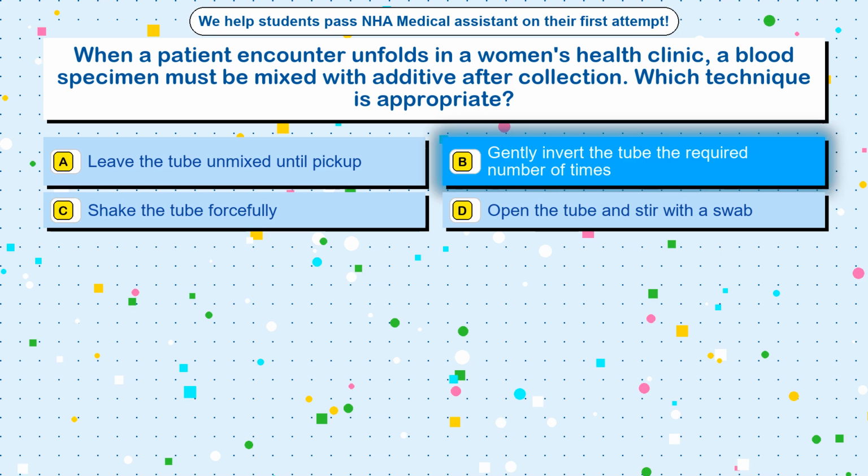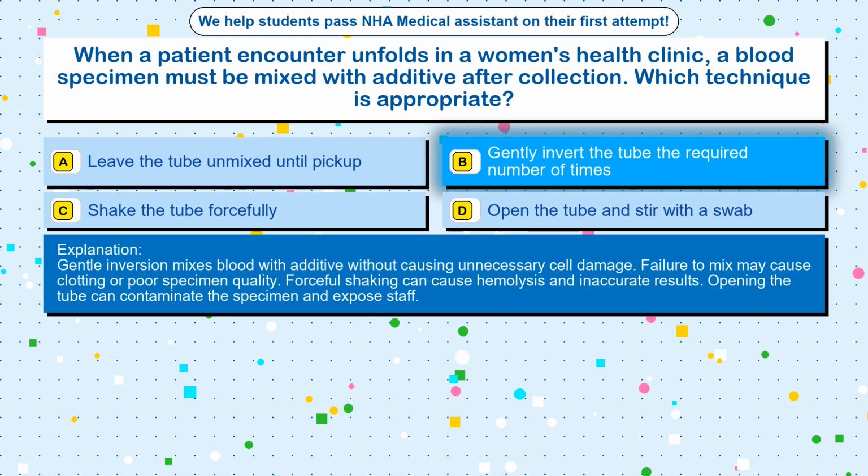The correct answer is option B, gently invert the tube the required number of times. Gentle inversion mixes blood with additive without causing unnecessary cell damage. Failure to mix may cause clotting or poor specimen quality. Forceful shaking can cause hemolysis and inaccurate results. Opening the tube can contaminate the specimen and expose staff.